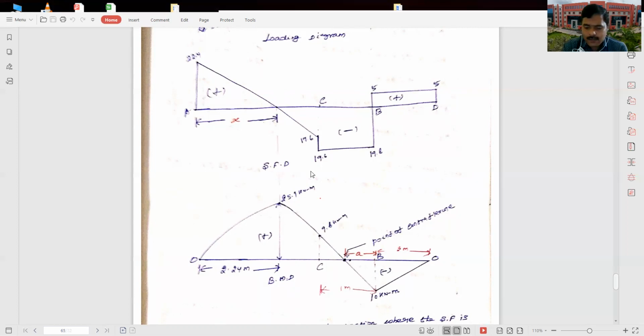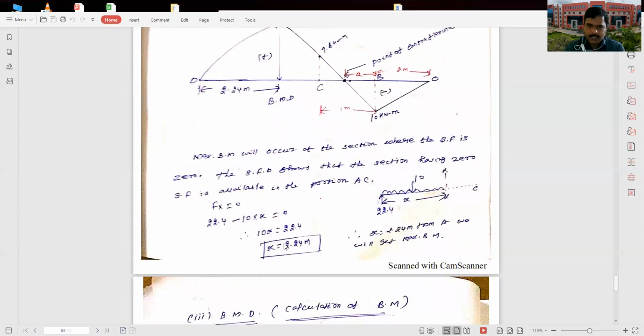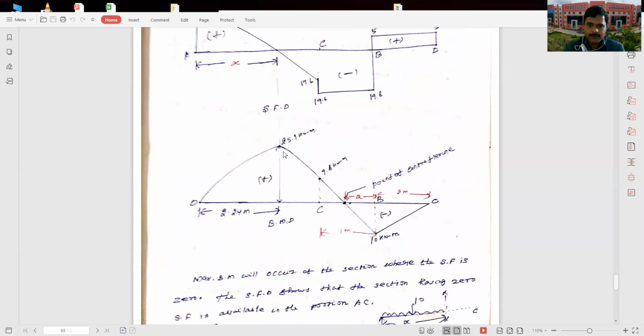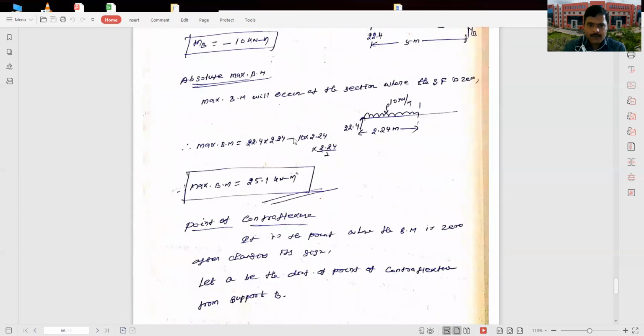So in the equation, f of x between B and C, you have taken a section, that f of x, 22.4 minus 10 into x equal to 0. Here you can find out f of x equal to 0. Therefore 22.4 minus 10x equal to 0. Therefore 10x equal to 22.4, x equal to 2.24. So at x equal to 2.24 distance, you will get the maximum bending moment. Right? So absolute maximum bending moment means x equal to 2.24 meter distance.